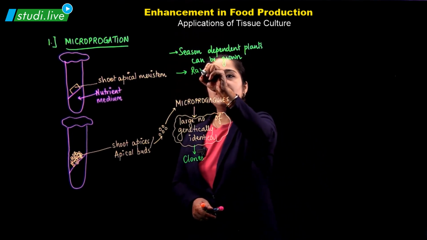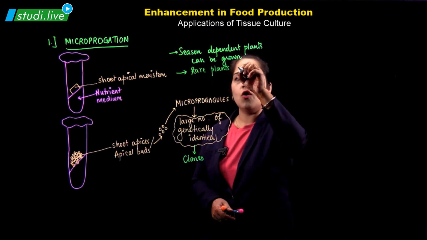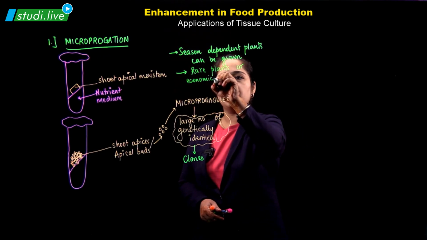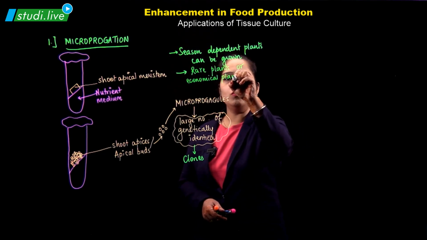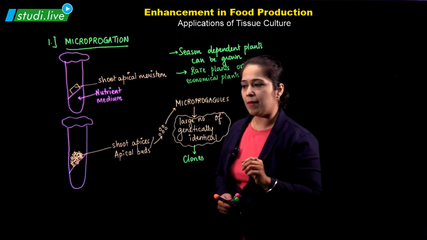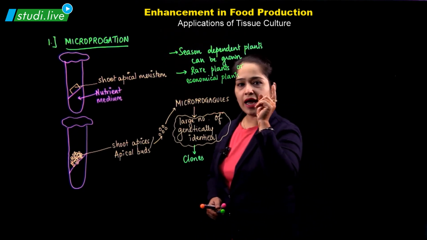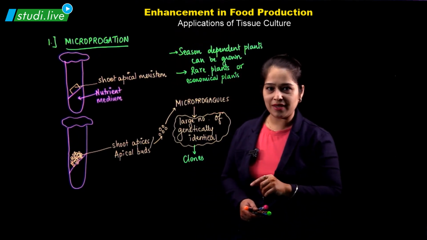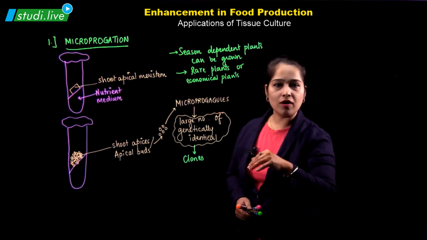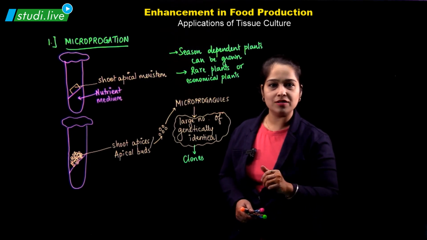The third point is rare plants can also be produced. These rare plants also include economical plants which give us a lot of benefit. They can be produced by this micropropagation. Now let us see an example. If we had taken one shoot apical meristem and from that we have got 100 shoot apices or 1000 shoot apices, we can obtain so many new plants.